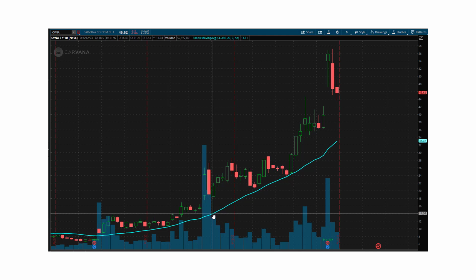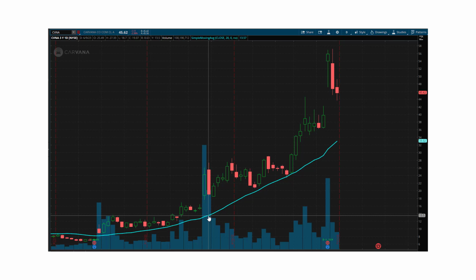You'll notice also that I have a blue line enabled on the screen. And this is a 20-period simple moving average. We have a separate video that explains what moving averages are, but most trading platforms will allow you to enable this indicator or study on your screen. So it's a 20-period simple moving average, and it is a key component of this trading strategy.